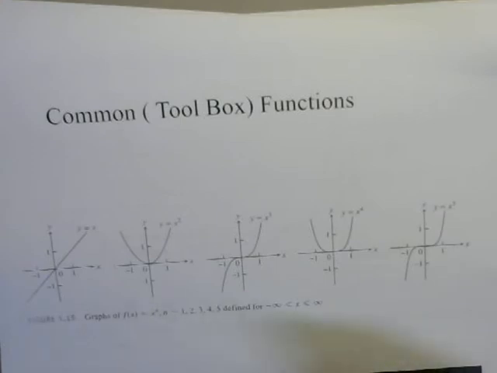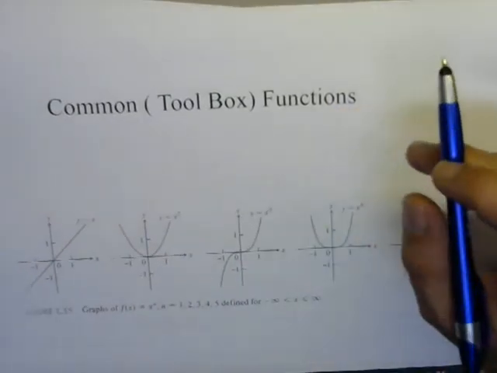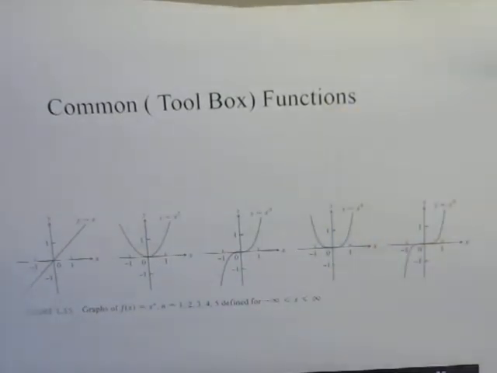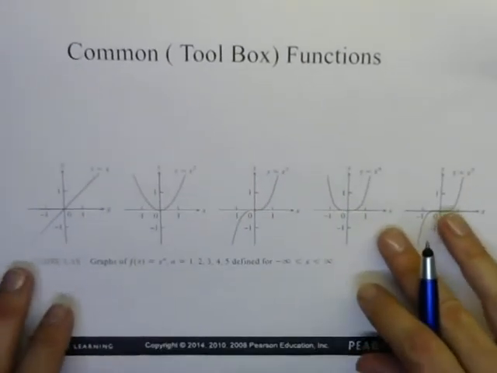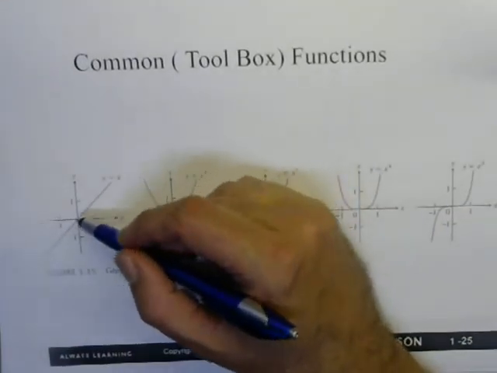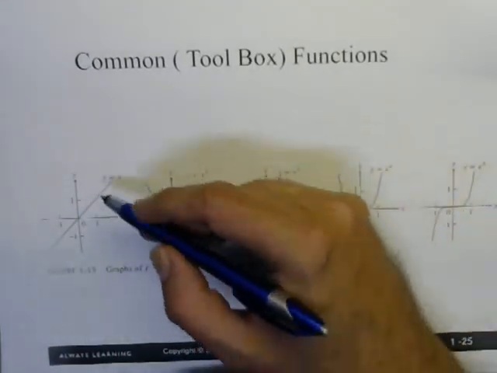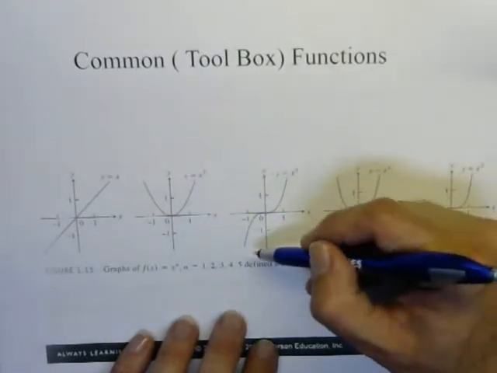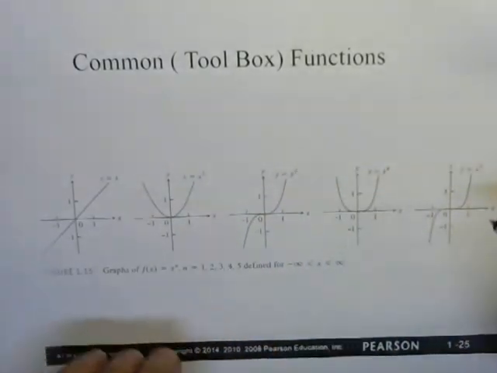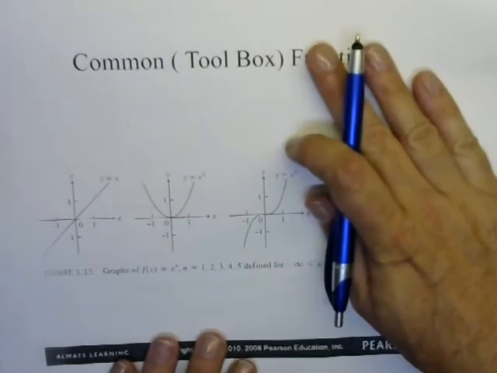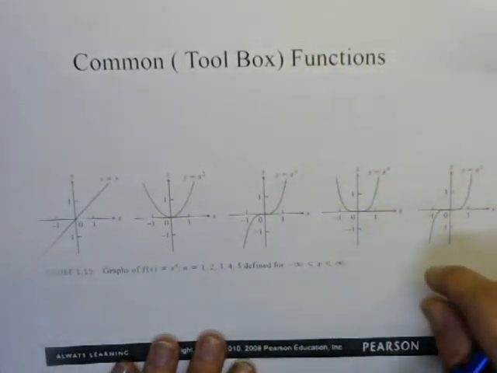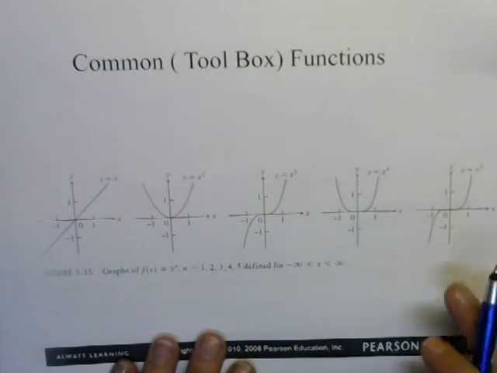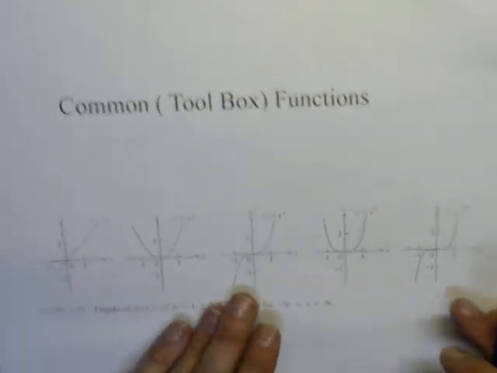Here are some common toolbox functions that you should have memorized. Make sure you memorize these well enough that you can match them to the curve on a graph. There are a lot of these we've already looked at. Here's the straight line y equals x, which goes through the origin at a 45-degree angle. Here's y equals x squared, y equals x cubed, y equals x to the 4th, x to the 5th. I don't know if you need to worry about these so much, but just remember if the power is odd, it looks like the graph of x cubed, and if it's even, it looks like the graph of x squared.